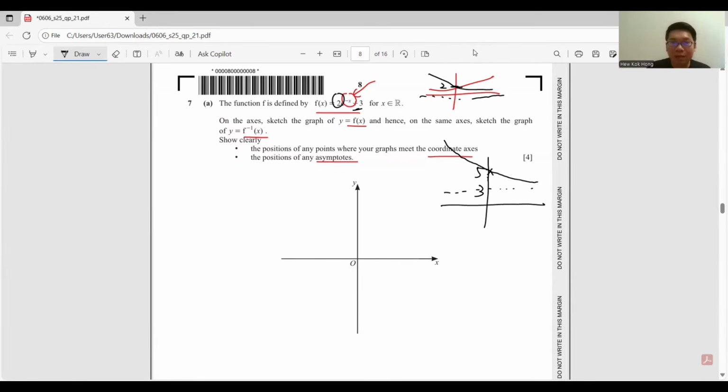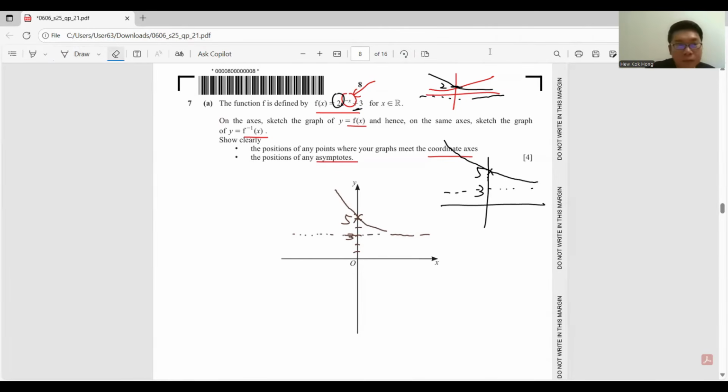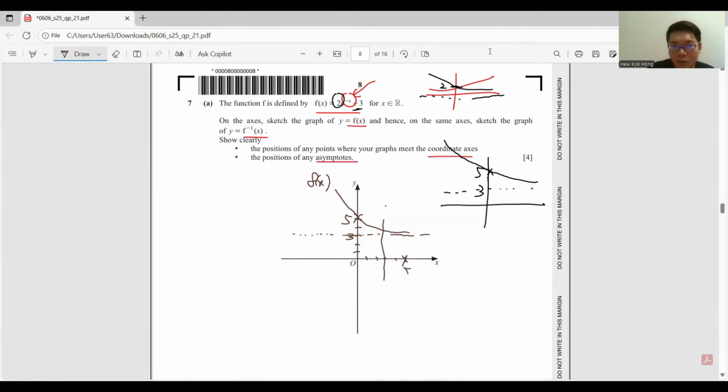After confirming the shape, we need to sketch it on the graph. 3 and 5 are important. 3 is the asymptote. So this is fx. Then we sketch the f inverse. The scale on the x-axis will be almost the same as the y-axis. 3 and 5 are important. This is y equals x that will reflect here. The inverse graph will intersect at x equals 5. And then where the original graph cuts through y equals x, my inverse graph will intersect here also. This is my f inverse, perfectly reflecting each other on y equals x.